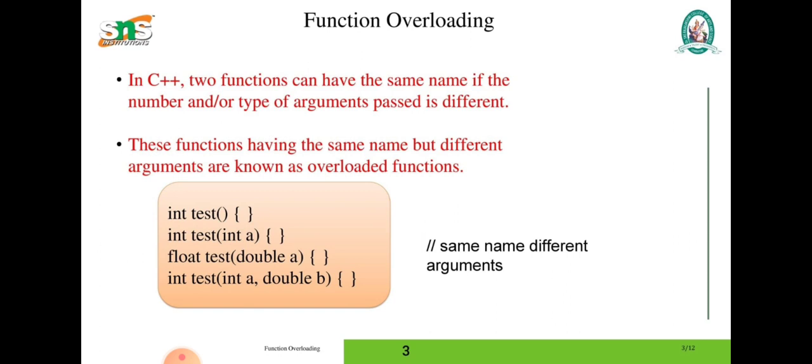Let us see function overloading. In C++, two functions can have the same name if the number and type of arguments passed is different. These functions having the same name but different arguments are known as overloaded functions, and this is the format and a few examples for function overloading. In a single sentence, function overloading means functions with the same name but a different number or type of arguments.